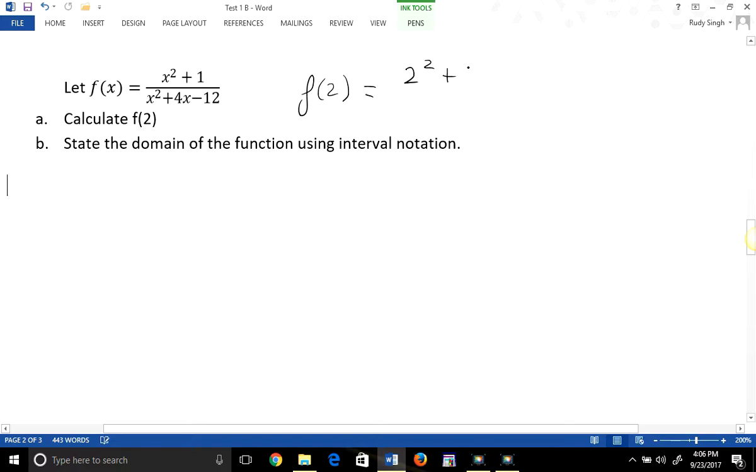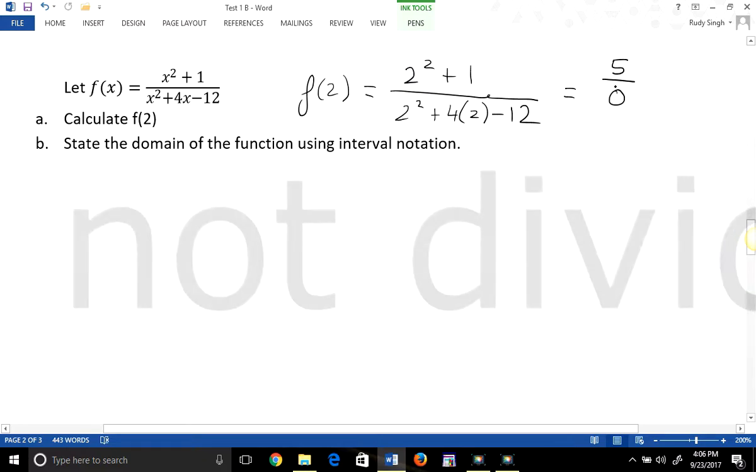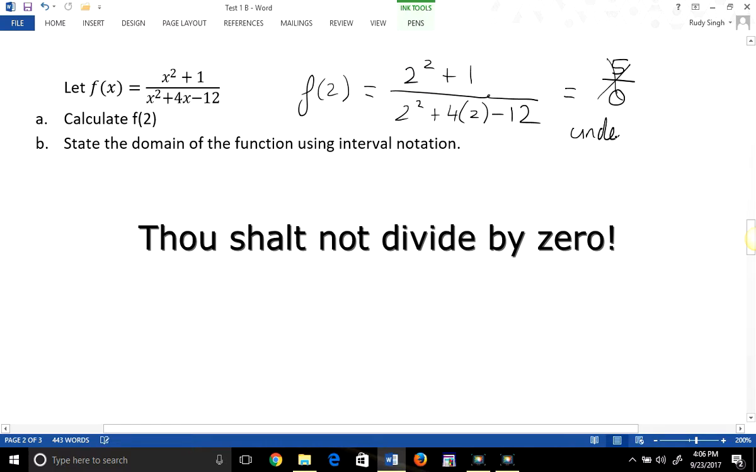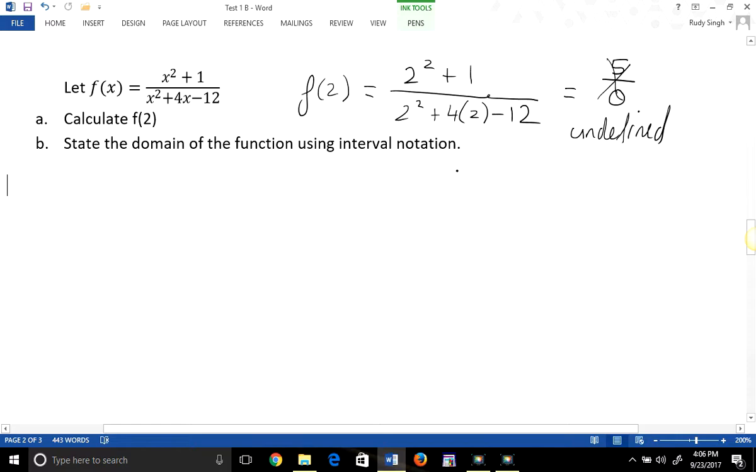So we have 2 squared plus 1 on top, and 2 squared plus 4 times 2 minus 12 on the bottom. And we calculate that out. On the top we'll have 5. On the bottom we have 4 plus 8 is 12, minus 12 is 0. Uh-oh, you cannot divide by 0. So this is really undefined. So f of 2 is undefined.